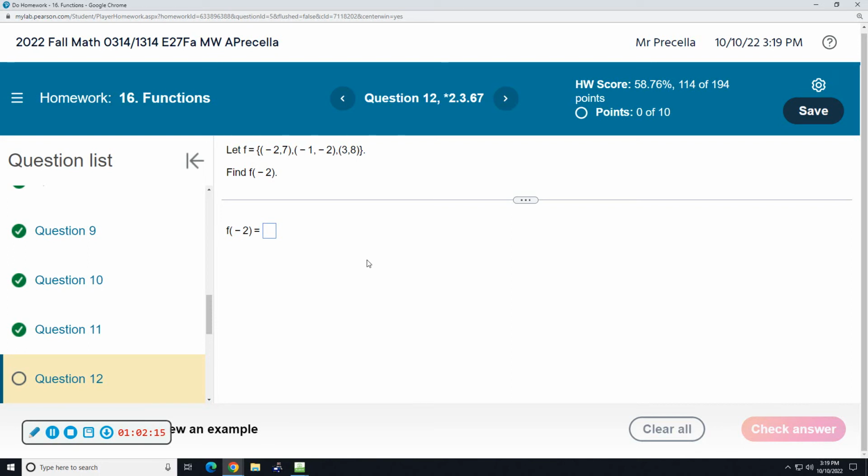Okay? Number 12. Here the function is written as an ordered pair, and we're told find f of negative 2. So you're not really going to be plugging in here. Okay? So write down that function.